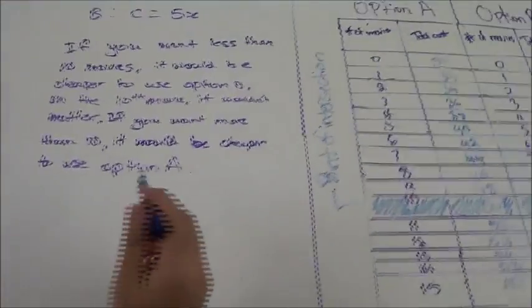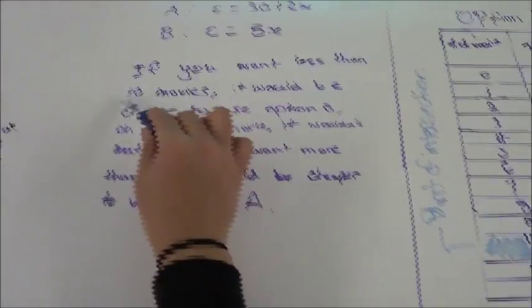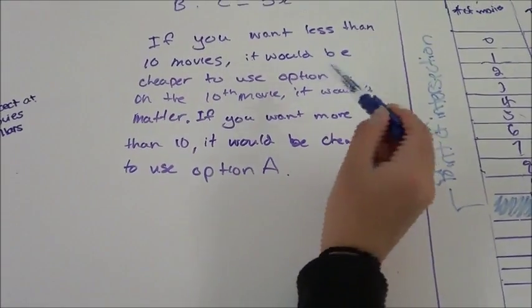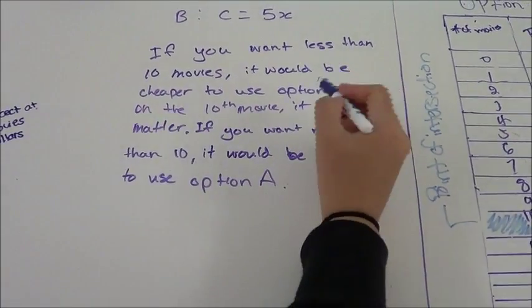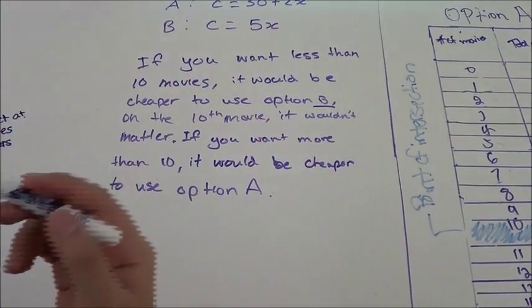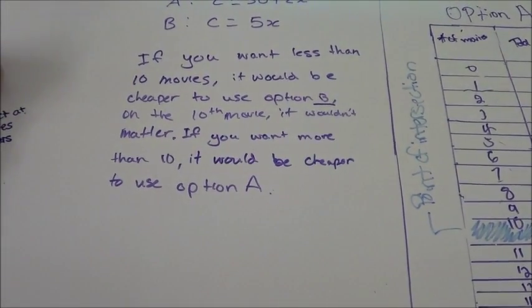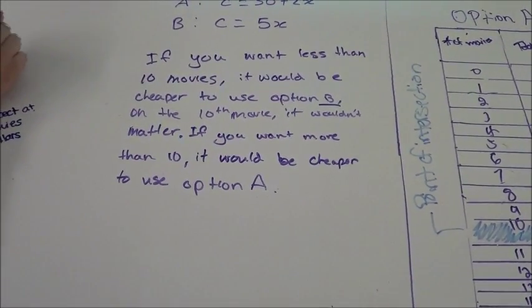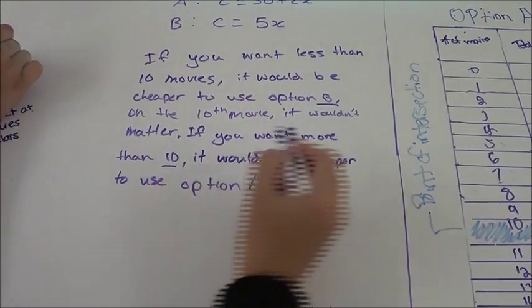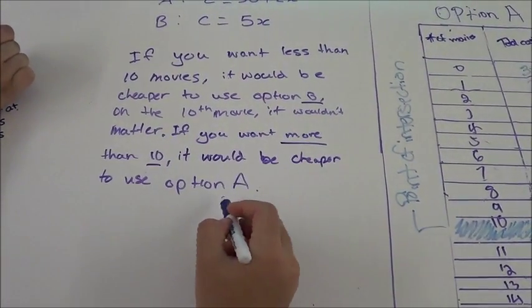And then what were your conclusions? Our conclusion was that if you want less than 10 movies, it would be cheaper to use option B. And then on the 10th movie exactly, it wouldn't matter because it would cost the same for both companies. And then if you want more than 10, it would be cheaper to use option A.